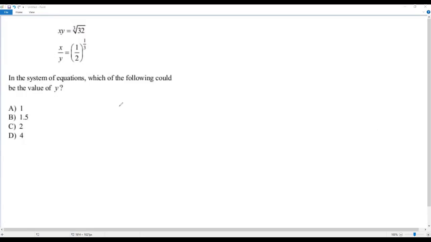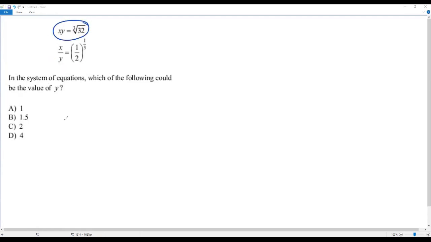Here we have a SAT math problem. Okay, let's go to the question. xy equals the cube root of 32, x divided by y equals (1/2) raised to the power of 1/3. In the system of equations, which of the following could be the value of y? Okay, in the given system, we have to solve for y.